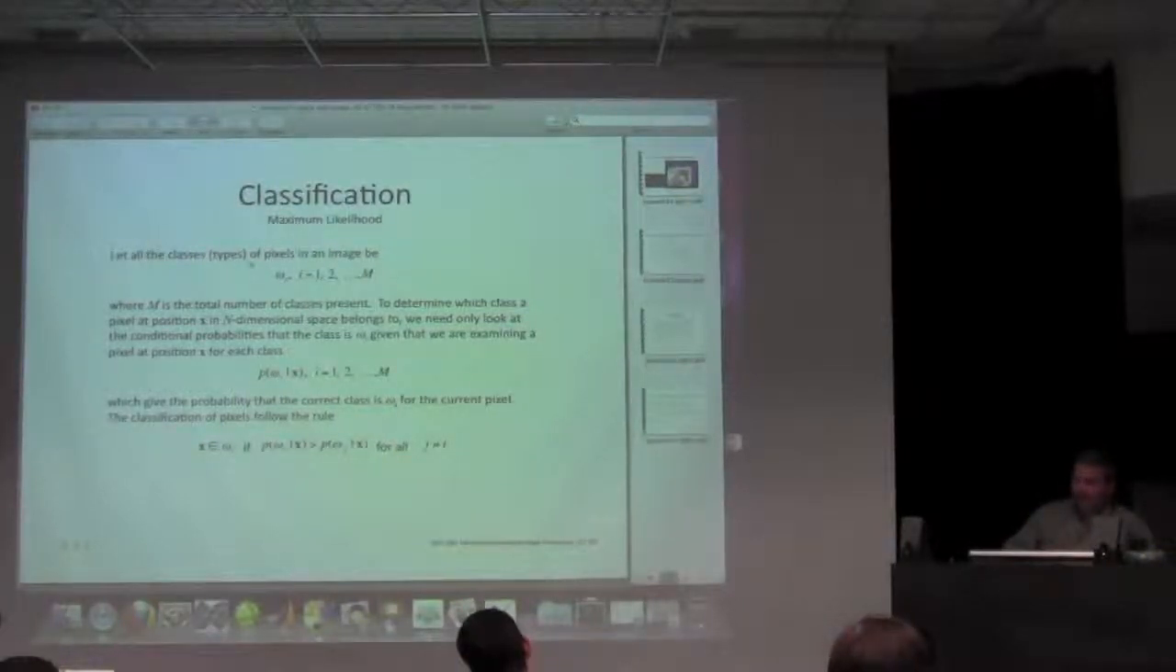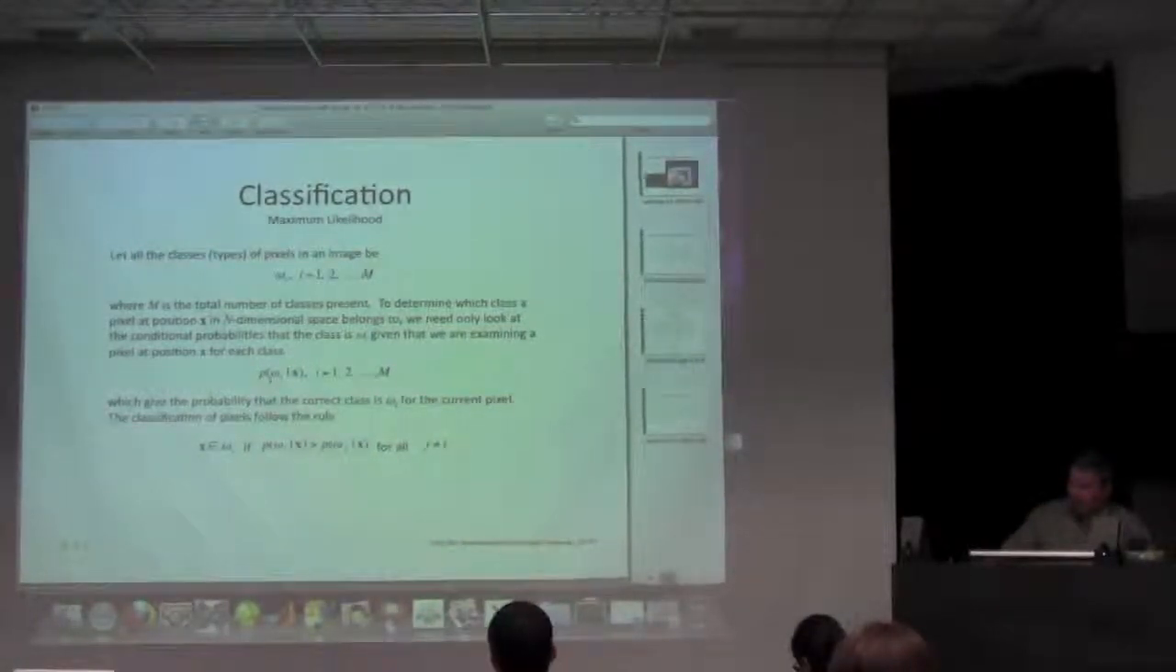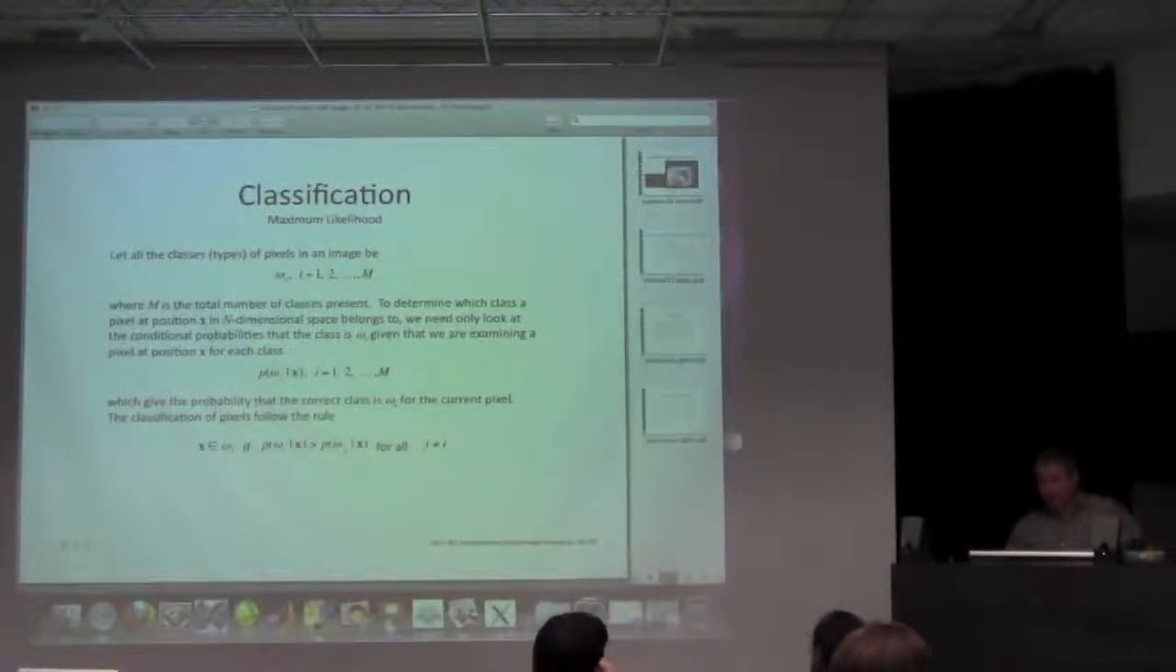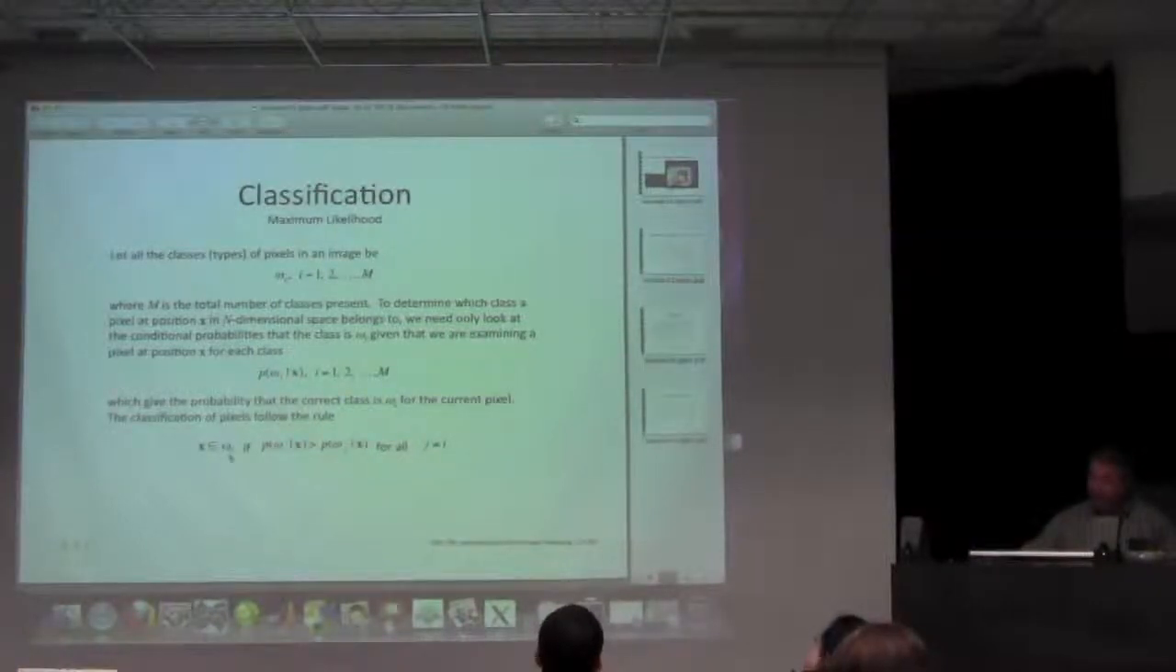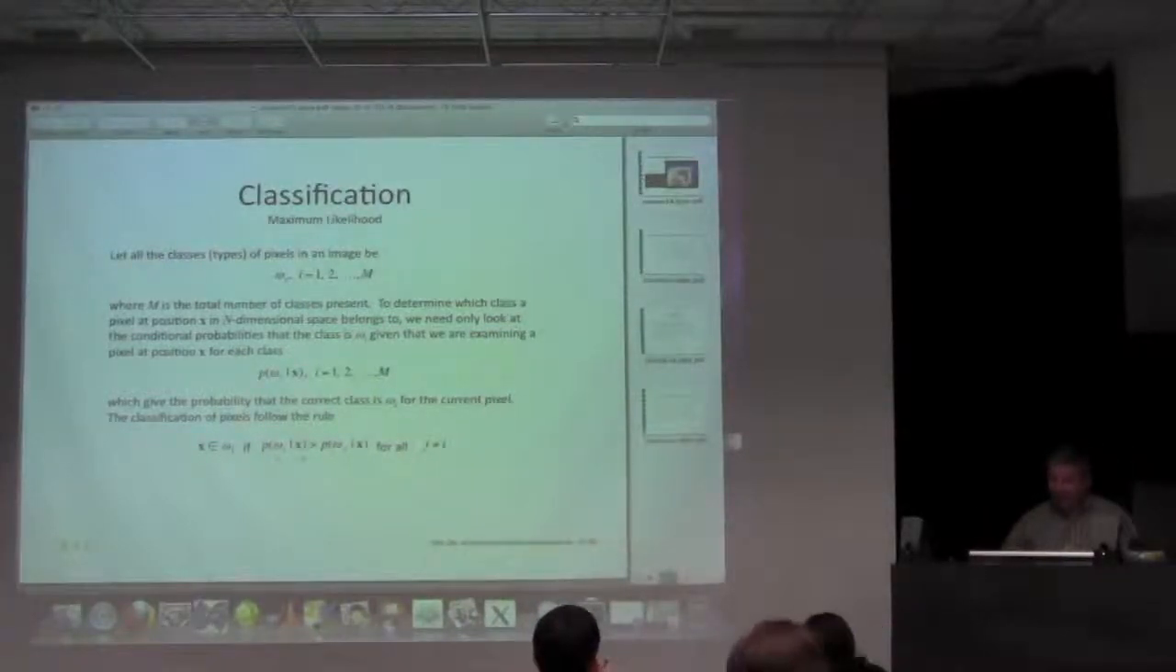So let all the classes in a scene be represented by omega sub i. In this particular case, we're going to have m classes. Now we want to determine all the conditional probabilities that the pixel belongs to class i given its location x, for all m classes. Our decision rule for classification is going to be the same. We'll write it here, but we'll change it to the same notation in a second that we used on Tuesday. x belongs to class i if the probability of belonging to that class given pixel x is greater than all other probabilities for x belonging to all the other classes. In other words, if the probability is highest, we'll assign it to that class.